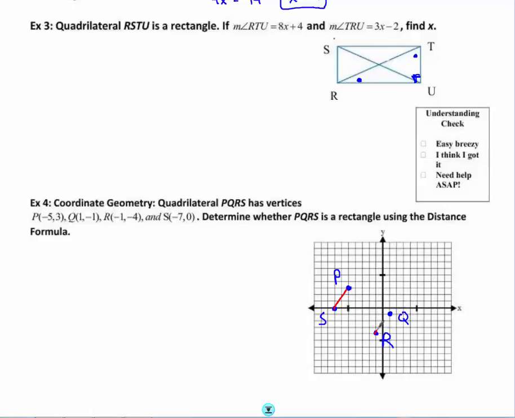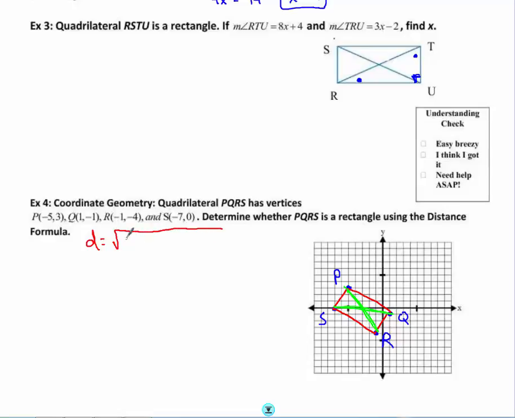Well, if I figure out this distance and this distance, it's going to be hopefully congruent. And if I figure out this distance and this distance, hopefully they'll be congruent. But even then, that's not enough to say that it's a rectangle because that's just telling us that it's a parallelogram if the opposite sides are congruent. But something new for rectangles is that the diagonals have to be congruent. So to prove these diagonals are congruent, we're going to use our distance formula, as that's what it says to use.